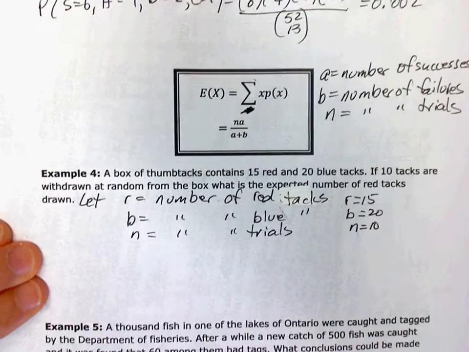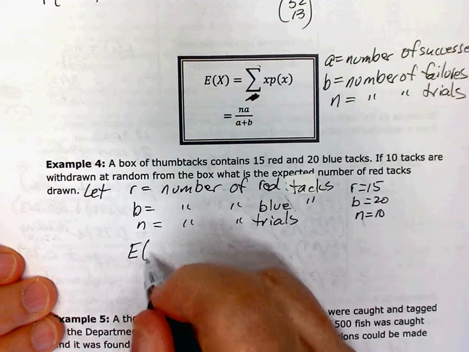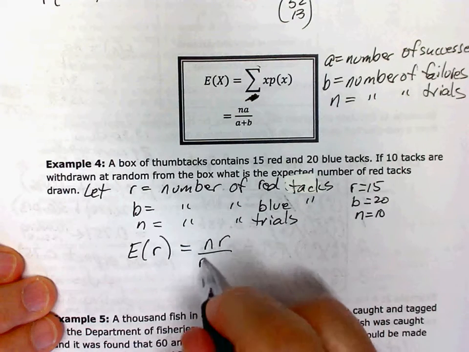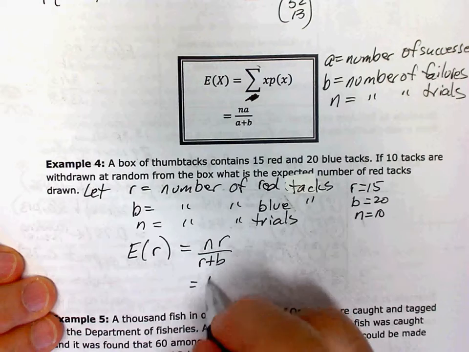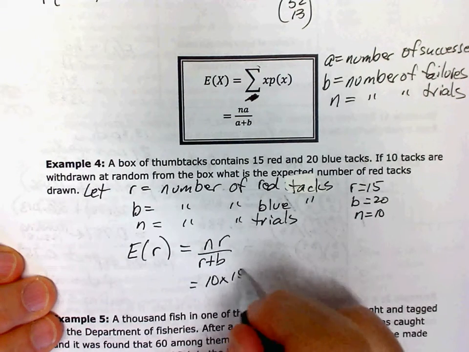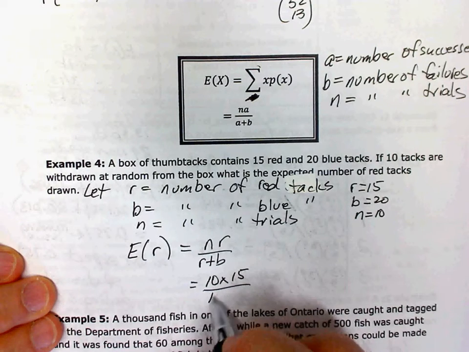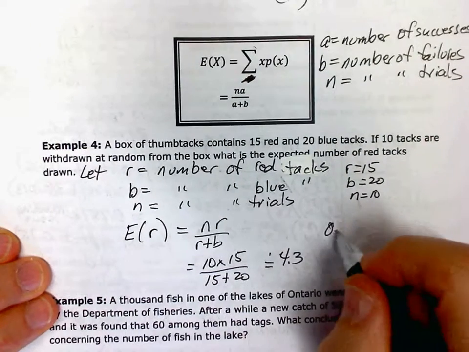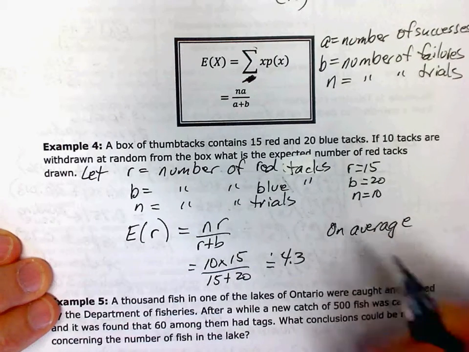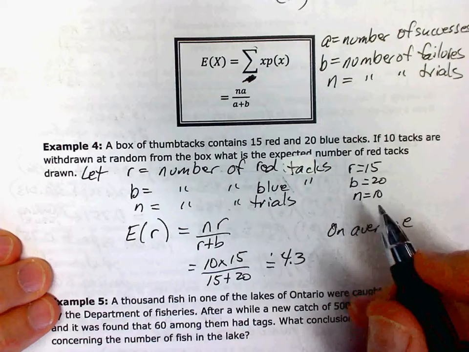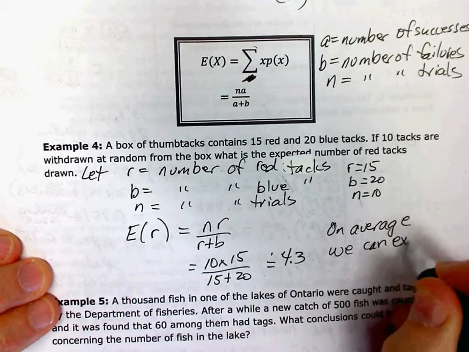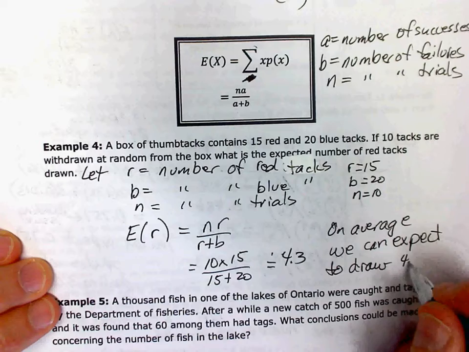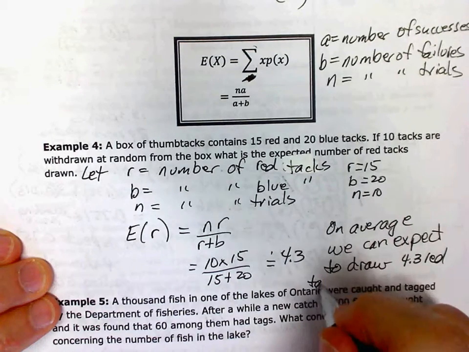So the expected value of the red tacks is going to be NR over R plus B. So the number of trials is 10. The number of red tacks is 15. All over number of red tacks plus number of blue tacks. And this is about 4.3. So on average, we can expect to draw 4.3 red tacks when drawing 10 tacks.